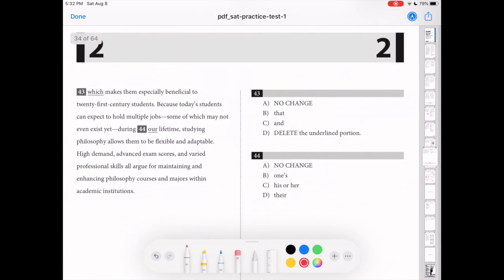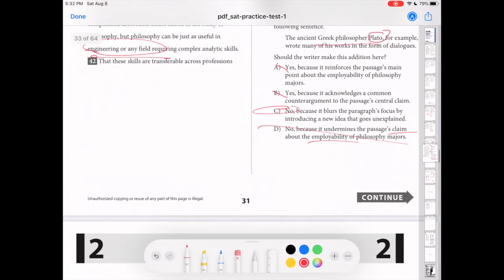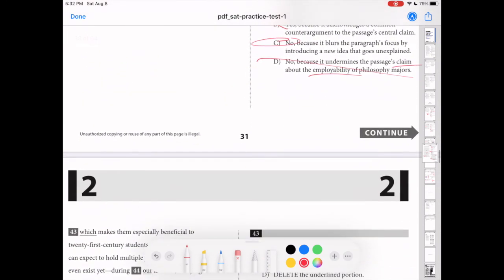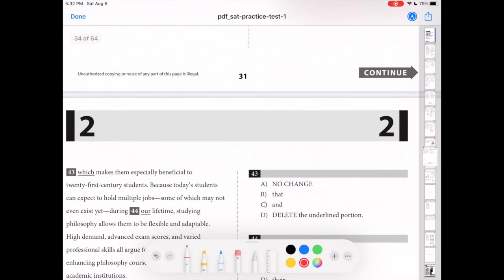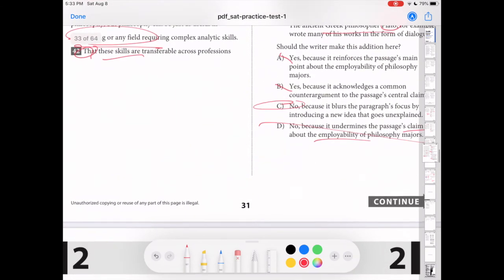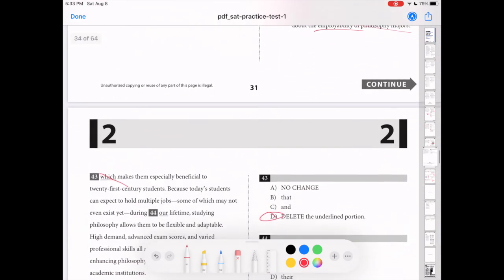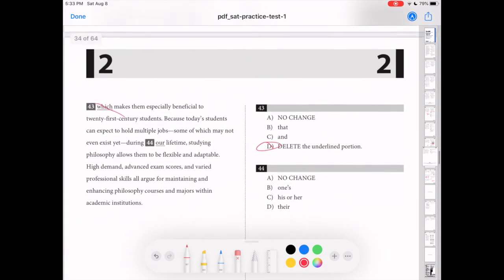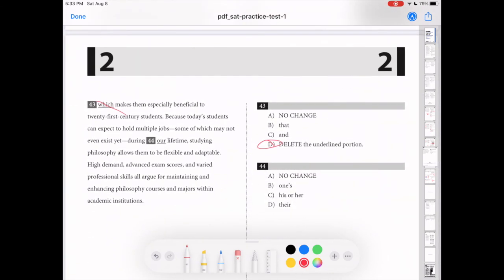43, more grammar. We have to find the verb here first because this sentence oddly begins with that. Skills is what's actually the subject that is being discussed here. All right. Remember, we want conciseness and accuracy. If we just delete what's there, the sentence actually does make sense. Adding anything else just clouds the verb in the sentence. So that is going to make D good if we just delete this. If you read it, it sounds correct. That these skills are transferable across professions makes them especially beneficial to 21st century students.